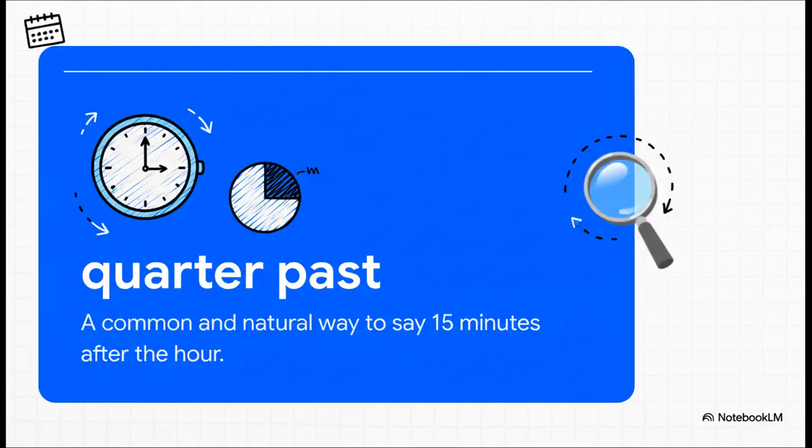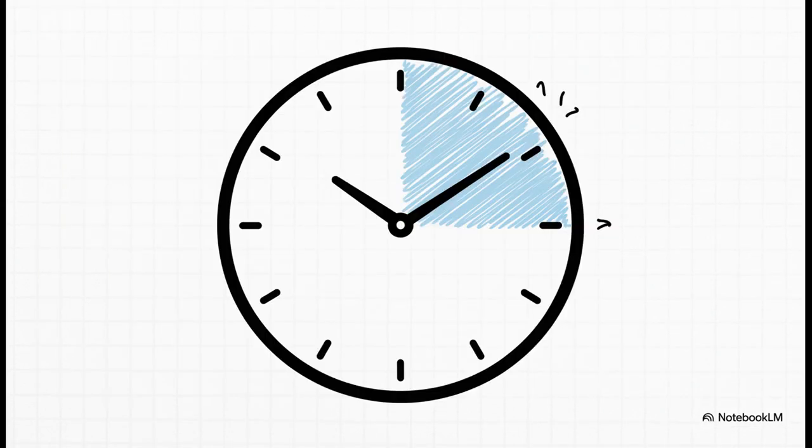And there's just one more special point on this side of the clock. When you're at the 15-minute mark, yeah, you can say 15 past, but it sounds a little clunky. It's way more common and natural to say quarter past. Why? Well, because 15 minutes is exactly a quarter of an hour. So if you see 2:15, you'd say quarter past 2. It just flows so much better. It sounds way more fluent.